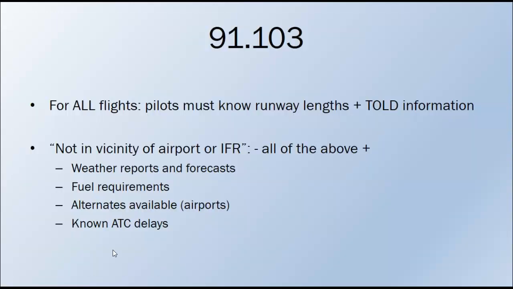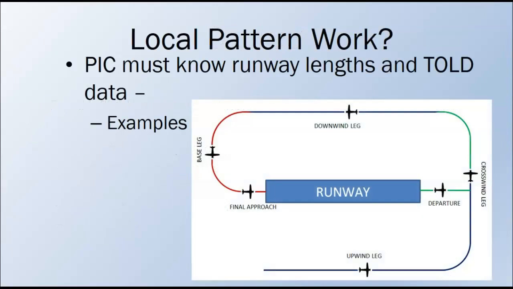Federal Aviation Regulations Part 91.103 states that for all flights, pilots must know runway lengths and takeoff and landing data information. But if you're going to be flying to another destination, then you also need to know weather reports and forecasts, fuel requirements, alternate airports, and any known air traffic control delays. If you're just staying local and doing pattern work, then it's imperative that you study the runway lengths and takeoff and landing data information.